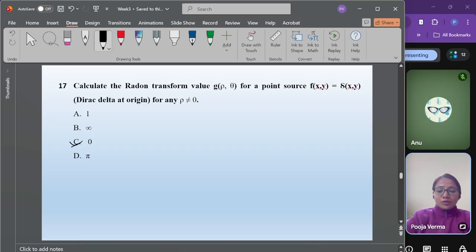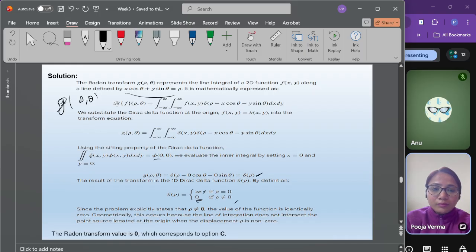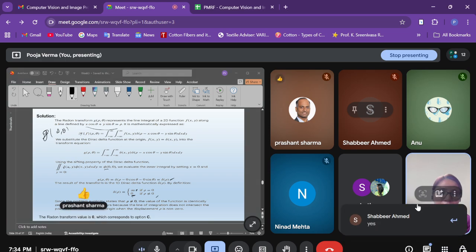If rho is not equal to 0, the Radon transform value will be 0 for the given point source f(x,y) equal to delta of (x,y). Is it fine to all of you? Have you understood? Is this solution okay for you?